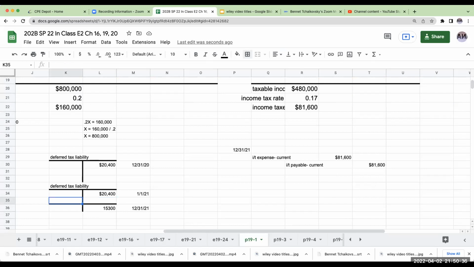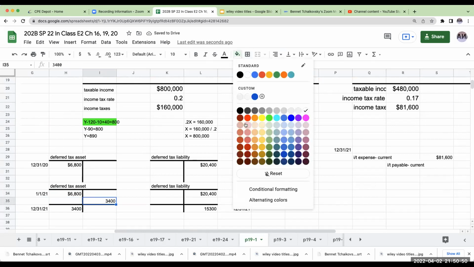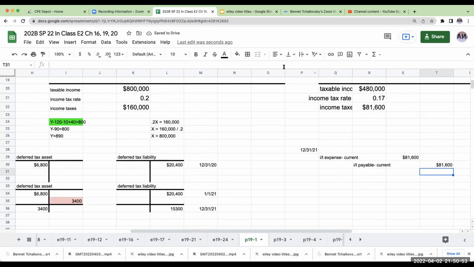So when I look at this, I go to my deferred tax asset account. I had 6,800 in it here. It should now be 3,400. So to make this balance, I'm going to need a credit to my deferred tax asset account of 3,400. What I'm also going to need is for my deferred tax liability. What am I going to need to do to balance? Well, this is going to be 5,100 right over here.